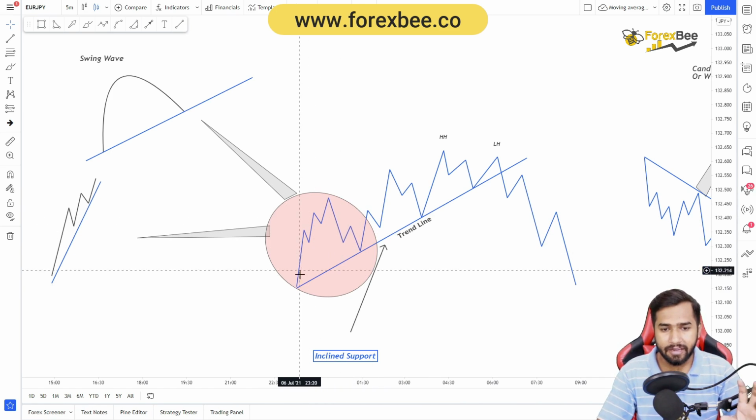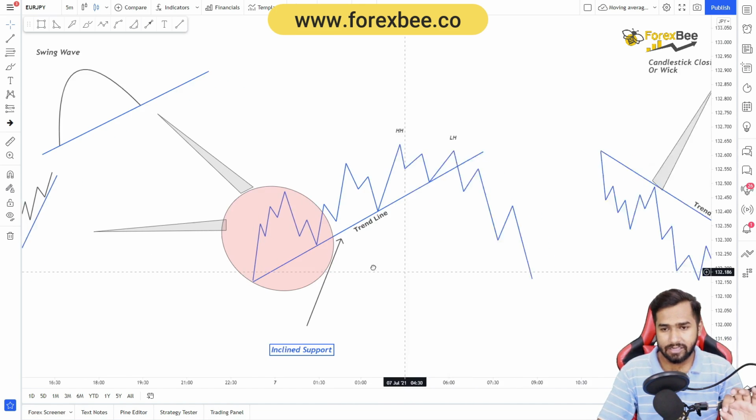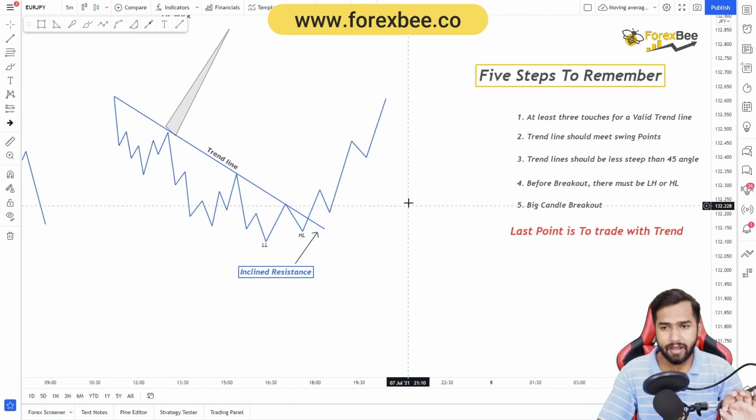It is also known as inclined support, because there are basically 3 types of supports. The first one is the horizontal support, the second one is this inclined support, and the third one is the dynamic support, which is basically the moving average, on which we have made a separate video. So please also make sure to check that out. So this is our first point, that we need at least 3 touches for a valid trend.